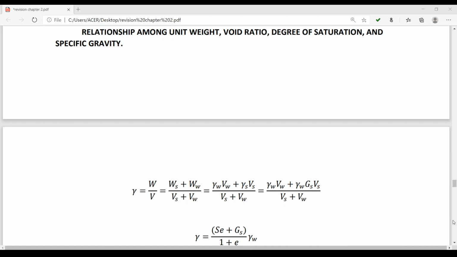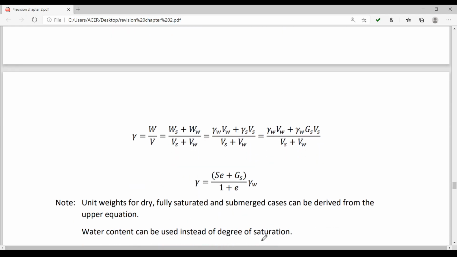Okay, so next is the relationship among unit weight, void ratio, degree of saturation, and specific gravity. This can be your general equation to derive all possible quantities that may be asked in problems. So we start with your moist unit weight first.